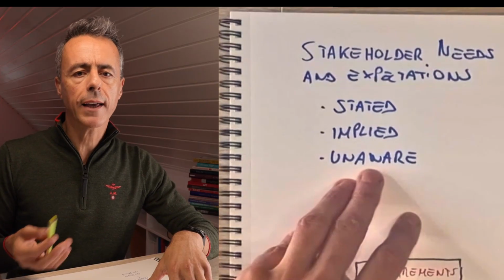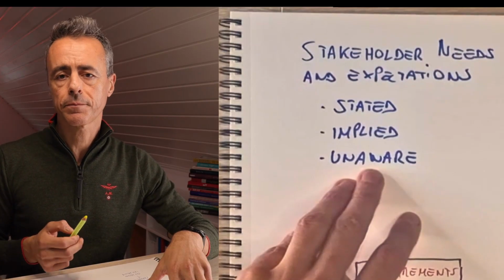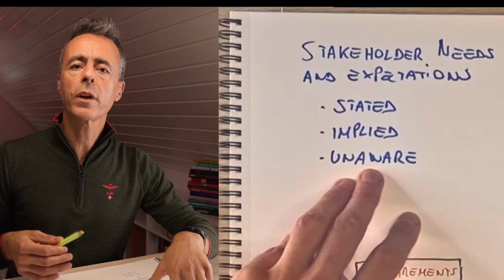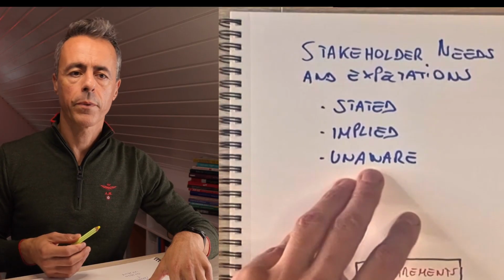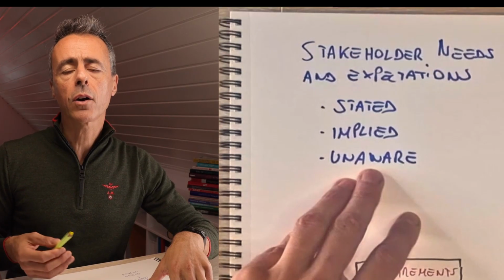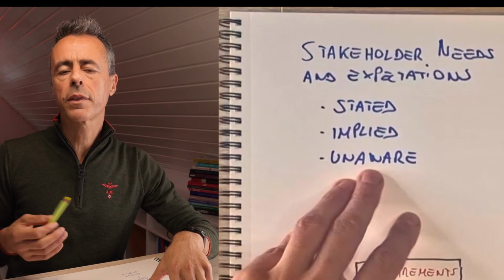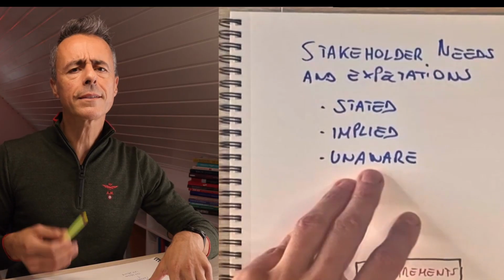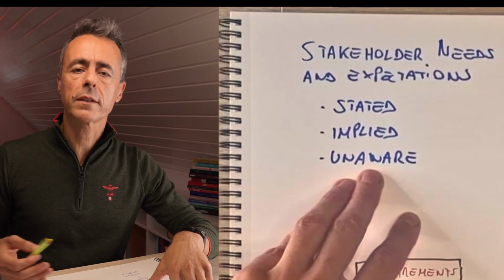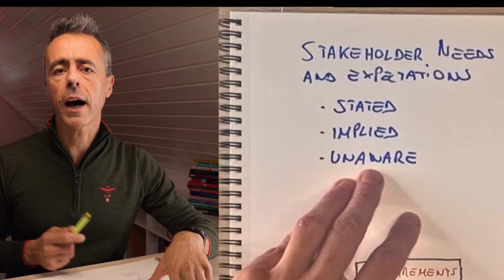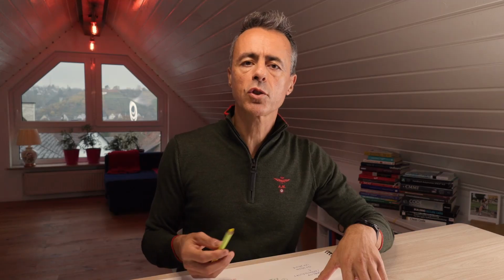But there is also a third type, unaware needs. These are needs stakeholders don't even realize they have, often because they lack technical knowledge. For example, a driver might not think about cybersecurity, but still expects the car to protect their personal data and prevent hacking. Needs and expectations alone are not enough to drive development.